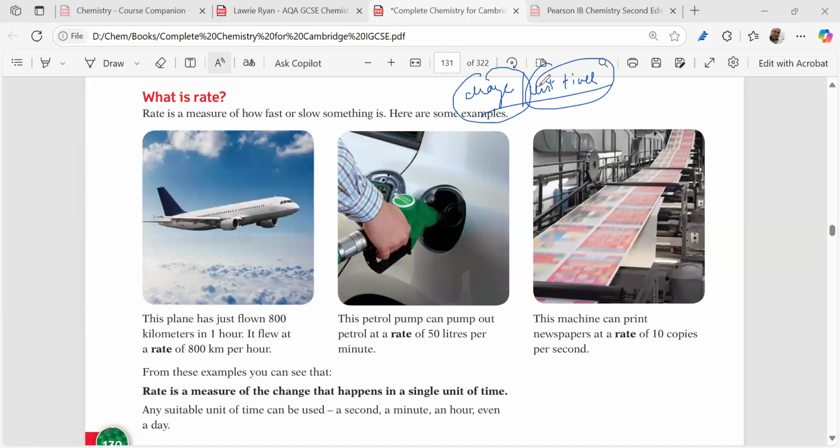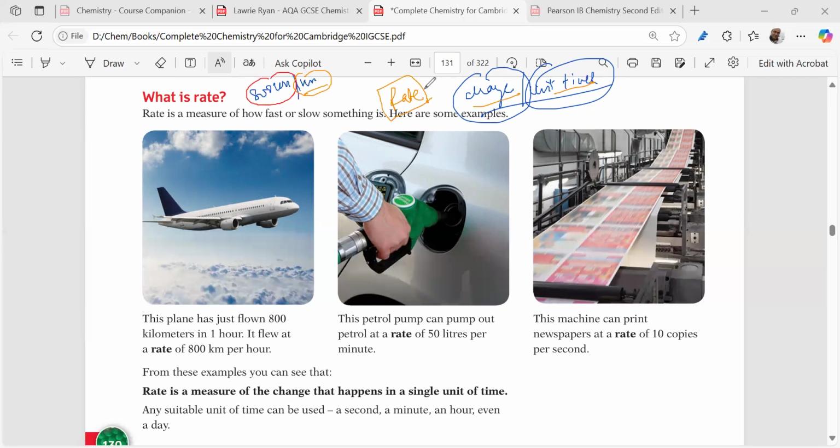Suppose we are traveling by a flight, and it travels 800 kilometers in 1 hour. So what is the change? The change is the distance, 800 kilometers, and it is per hour. So time is the hour. Change happening per unit time is the rate. Is it clear to everybody? Kanya, is it clear to you? Hitakshi and Chika, is it clear? Rate is the change happening per unit time. So that's called the rate.